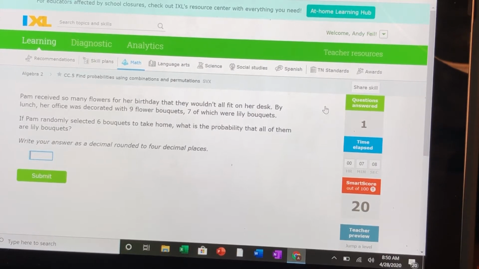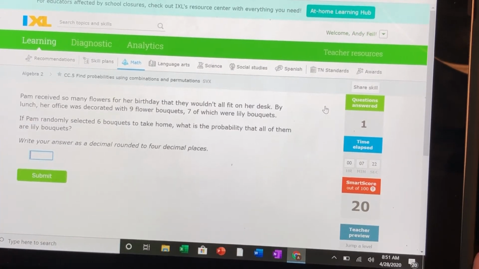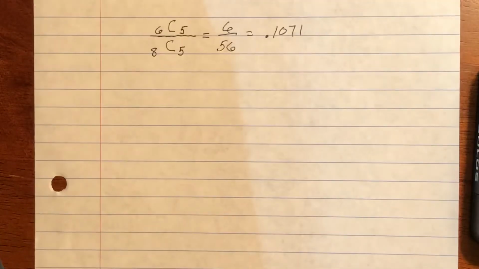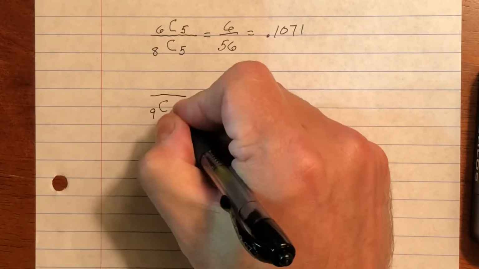So I would think combinations are going to work again, not permutations, because permutations are what we use when order is important. Combinations are what we use when order is not important. So looks like we have 9 choose 6 for the denominator. So where am I here? There we go. On the denominator, I'm going to have 9 choose 6.